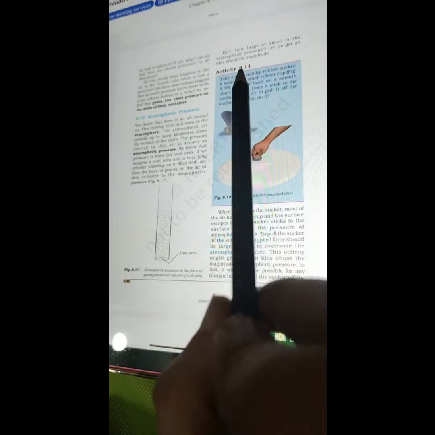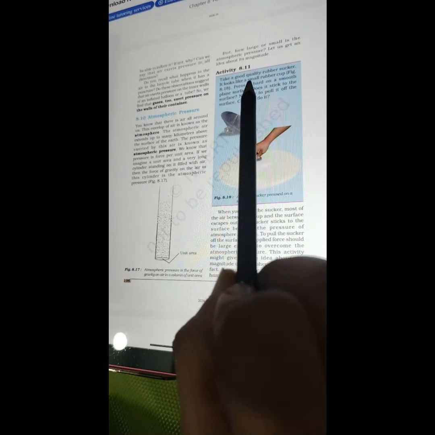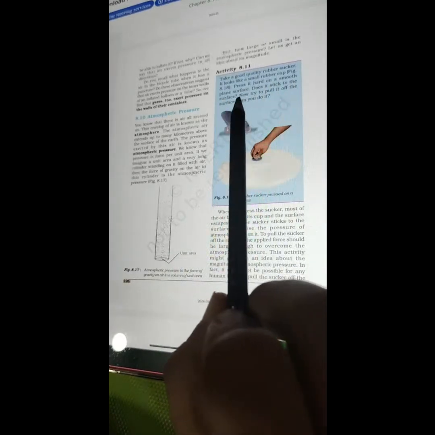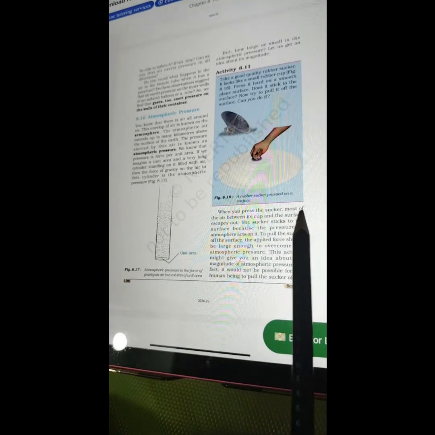Activity 8.11. Take a good quality rubber sucker. It looks like a small rubber cup. Press it hard on the smooth plain surface. Does it stick on the surface? Now try to pull it off the surface. Can you do it? When you press the sucker, most of the air between the cup and the surface escapes out.